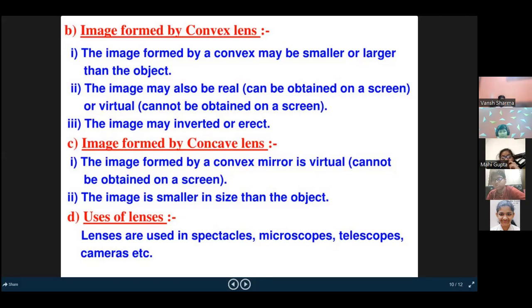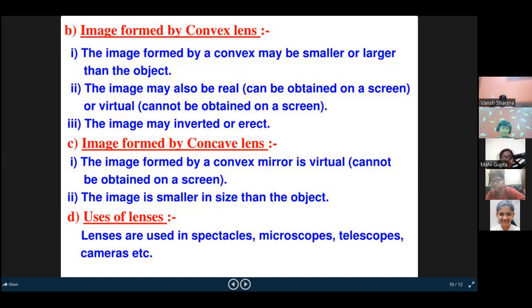Okay, ma'am. The image formed by a convex lens may be smaller or larger than the object. Second, the image may also be real, which can be obtained on a screen, or virtual, which cannot be obtained on a screen. Third, the image may be inverted or erect.